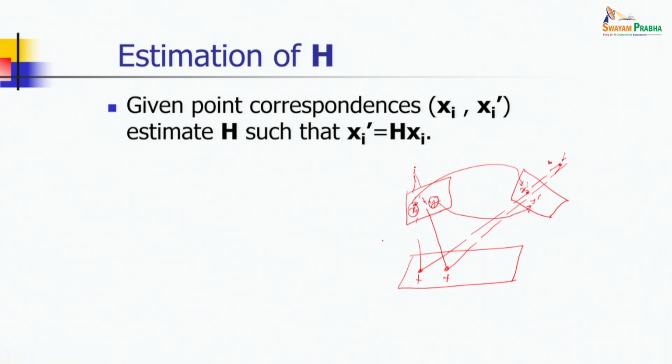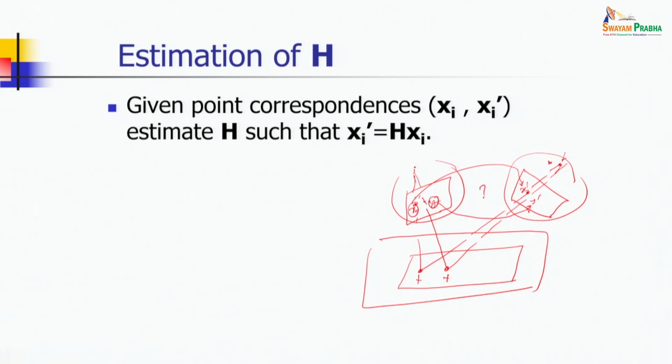Let us not bother about the scene, because usually what will be in our hand, we can observe only these two images. We do not know about the three-dimensional arrangement of the planar scene. So we observe only these two image points, in the image coordinates. If I somehow get the point correspondences, either visually or by some computations, now the question is: from these point correspondences, can you get H? So that x prime should be equal to Hx, y prime should be equal to Hy.